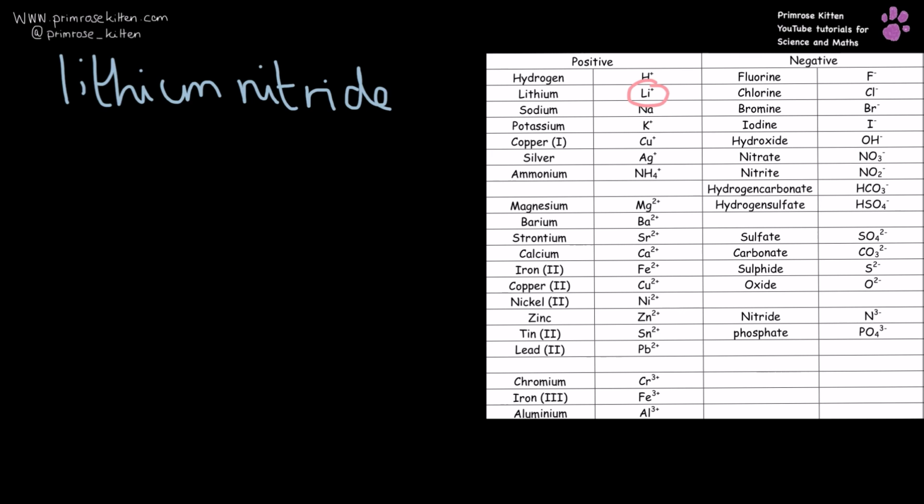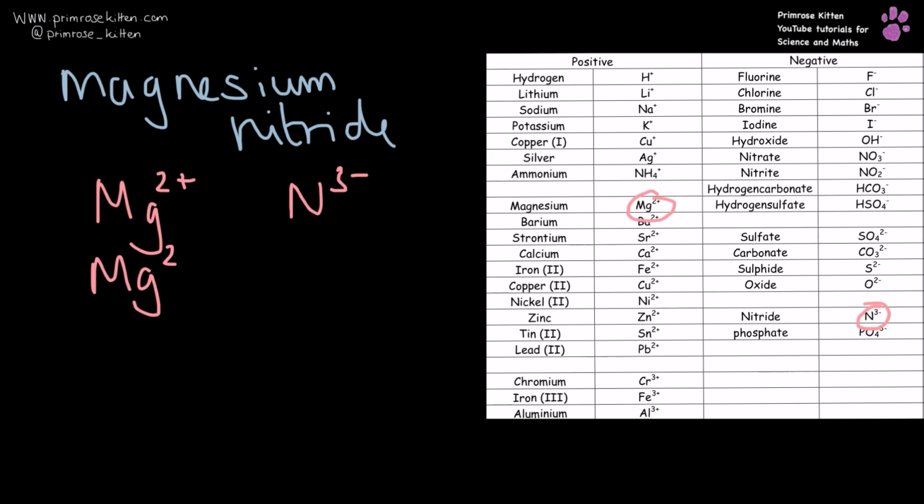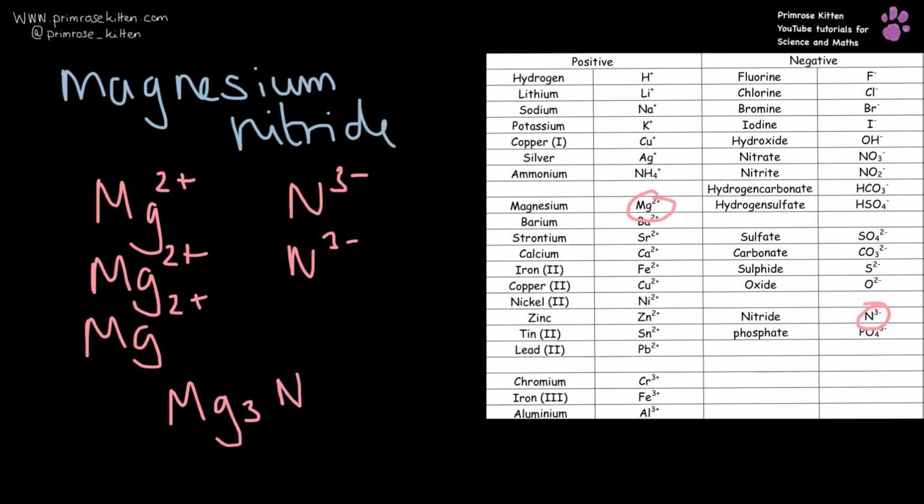Lithium nitride, Li+ N3-. So we're going to need 3 lithiums for every nitrogen. Magnesium nitride, Mg2+ N3-. So we are going to need 3 magnesiums to make everything up to 6. So we're going to get Mg3N2.